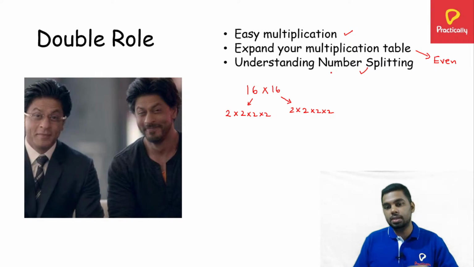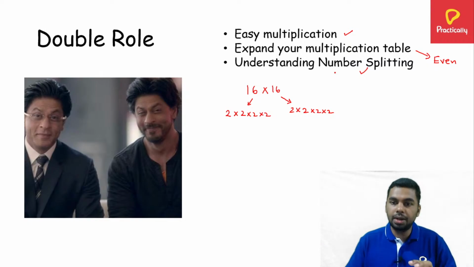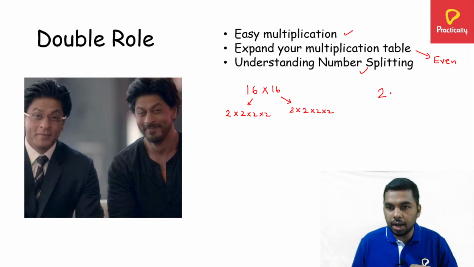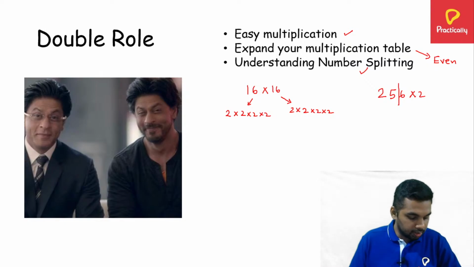Now, number splitting is quite easy. What you have to do is segregate the total number into parts so that it can be easily doubled or halved. For example, if I want to double 256, which means multiplying 256 by 2, one number splitting is to split it into 25 and 6. You split the number 256 into two parts, 25 and 6. Do 6 multiplied by 2, do 25 multiplied by 2. This is what is called number splitting.